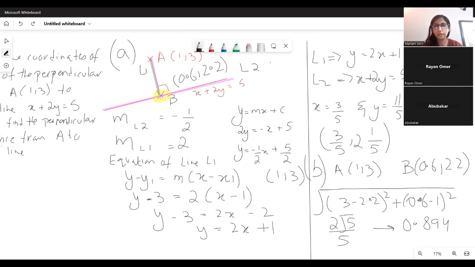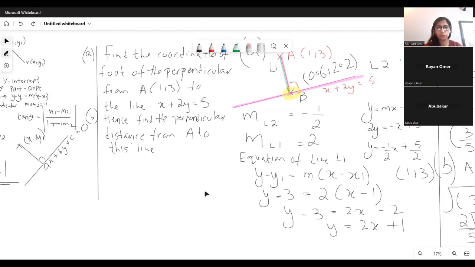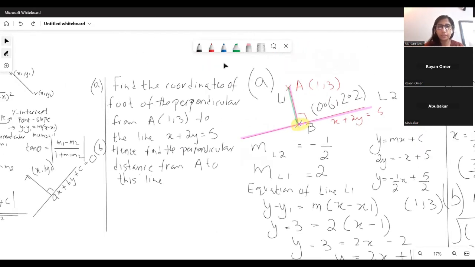Abu Bakr, did you get that? Yeah, should I wait? Yes, miss, no, I'm ahead, miss. Okay. Now I'm going to change the question. Now the question is this: find the coordinates of the foot of the perpendicular.